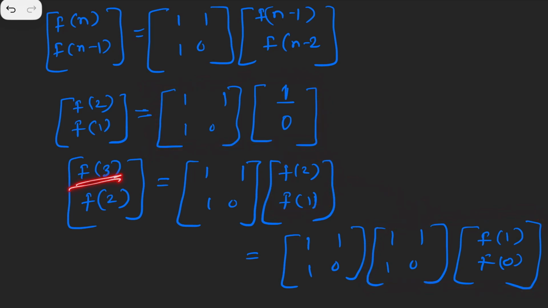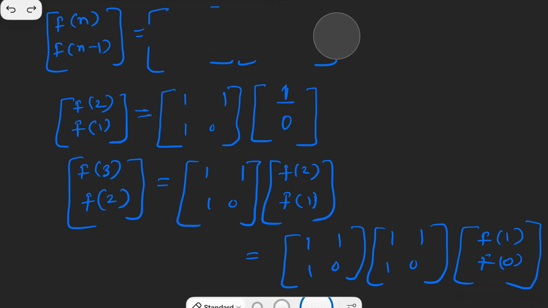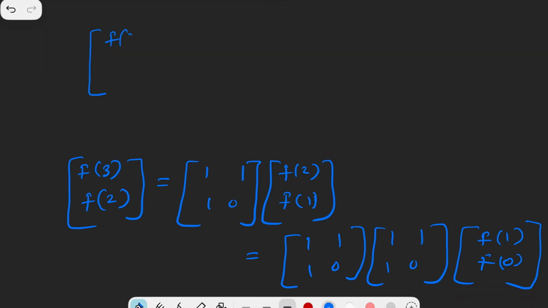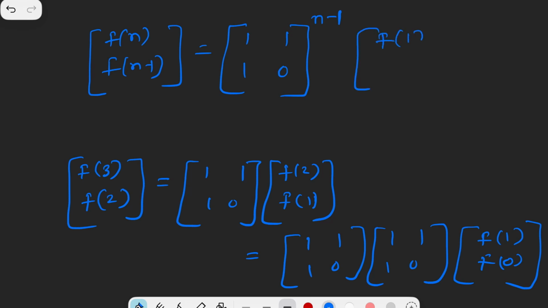So f of 3 and f of 2 is going to be this matrix multiplied by this matrix into our base condition. By that extension, you can say f of n minus 1 is going to be 1, 1, 1, 0 to the power n minus 1 into f of 1 and f of 0.